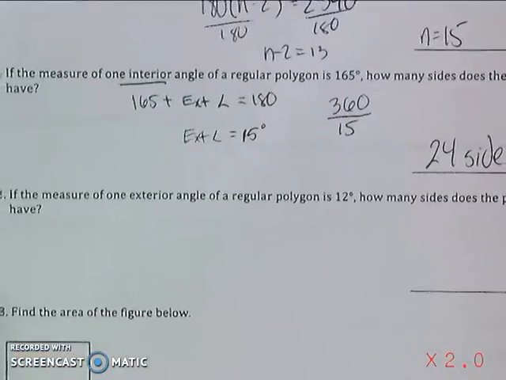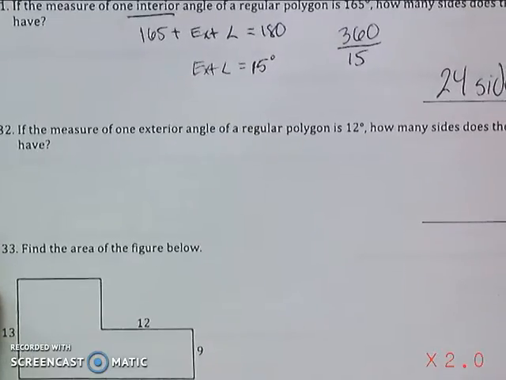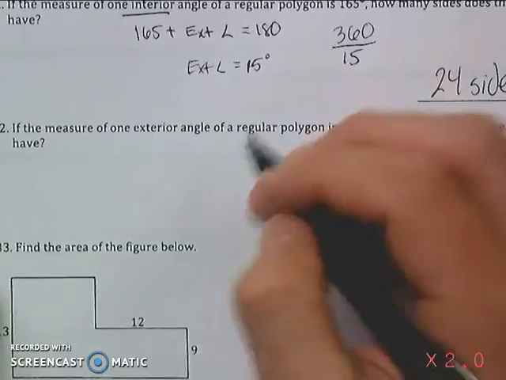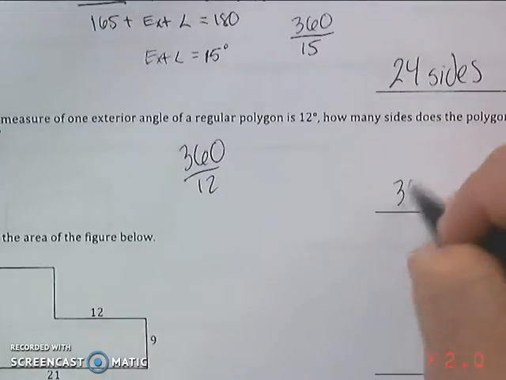And last one on this video we're going to get to is if the measure of one exterior angle is 12, how many sides does it have? We just simply do 360 divided by 12, and that's going to give me 30 sides.